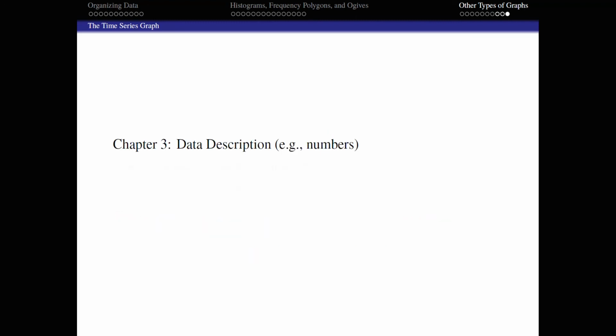In the next chapter, we'll talk about data description. So this chapter has been all about how we summarize data in terms of tables and graphics. In the next chapter, we're going to jump into numerical descriptions of data, such as measures of central tendency and measures of variation.